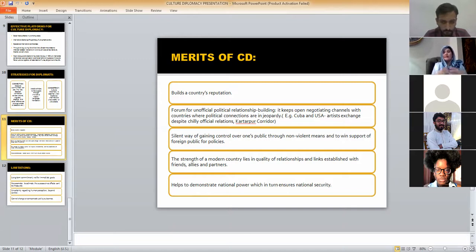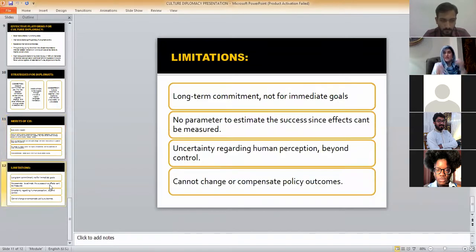So these are the merits of cultural diplomacy, the pros. So what are the cons of cultural diplomacy? We're going to talk about the limitations. The first limitation is that it's a long-term commitment. Obviously, you will not get results in a few days. Maybe it would take years to build the relationship. So it's not an immediate goal. It won't be something from which you can expect immediate results.